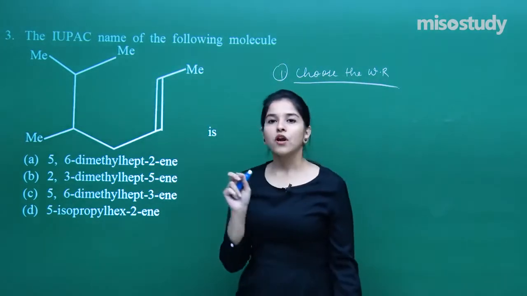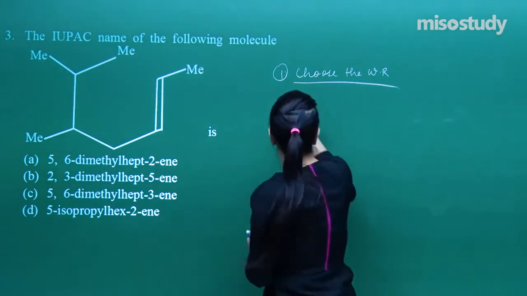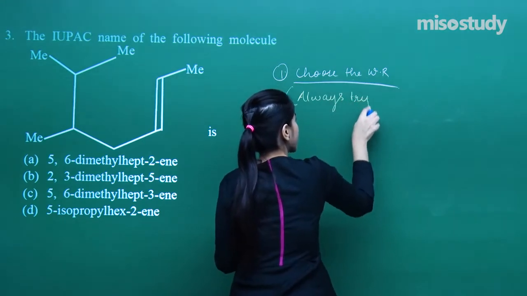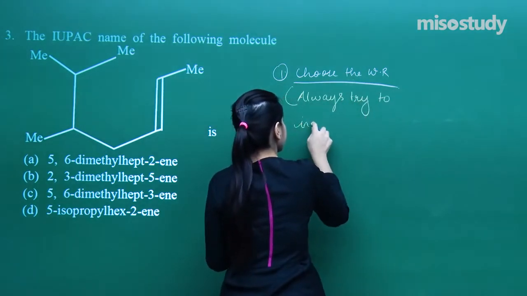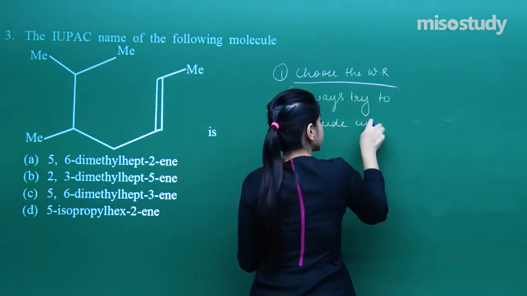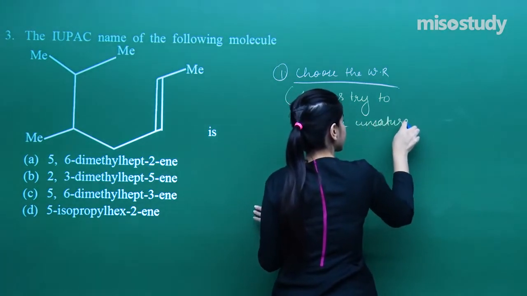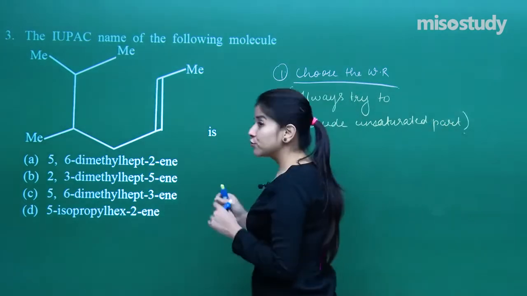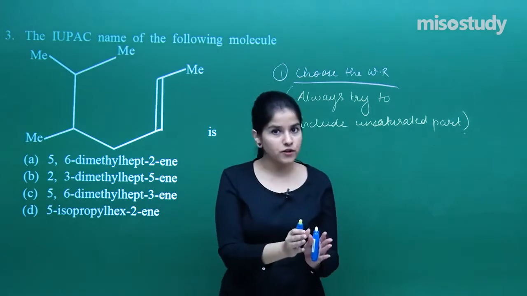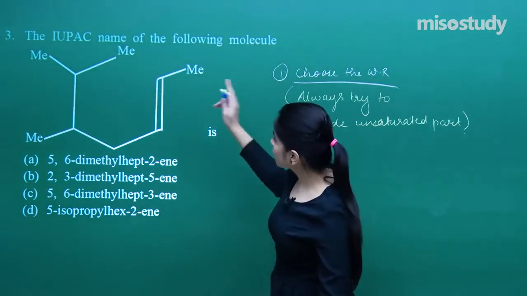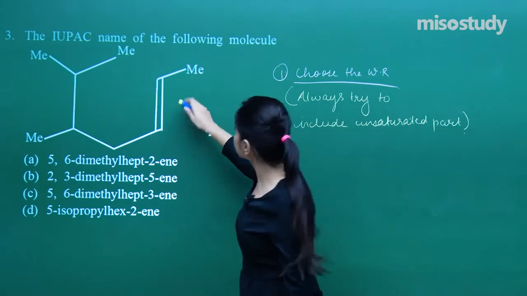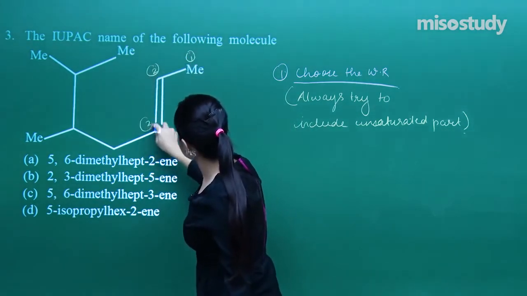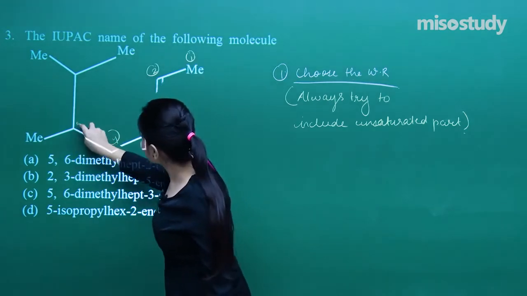The word root will always contain the double bond. So always try to include the unsaturated part in the word root. And you need to number it lowest possible. So the lowest possible number will be given to this double bond over here. It would be 1, 2, 3, 4, 5.